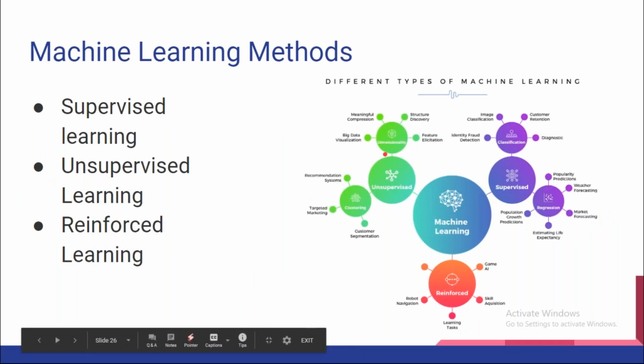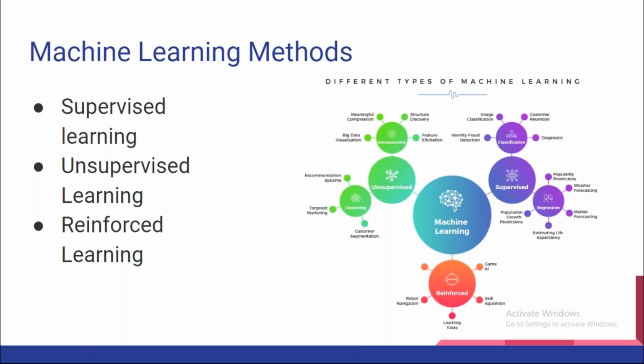So now, what are the different types of machine learning methods that are available to me? There are basically three broad categories of machine learning methods. The first one is called supervised learning, then unsupervised learning, and the last one is called reinforcement learning. So I will talk most of the time about these two.